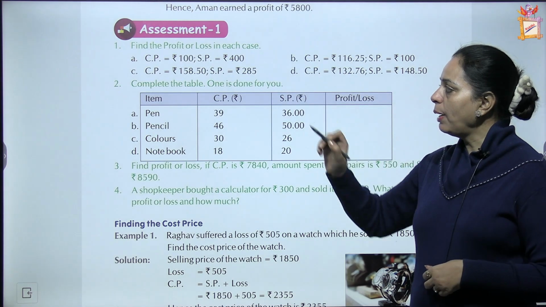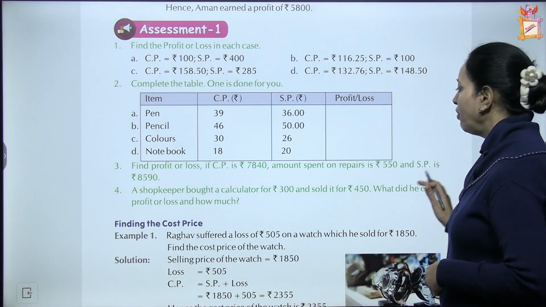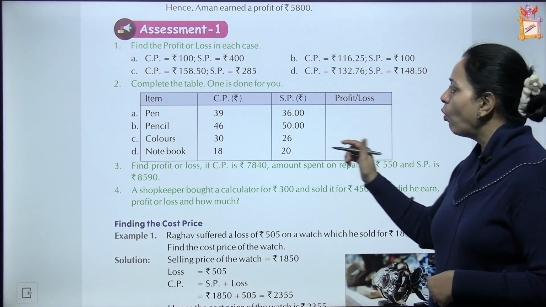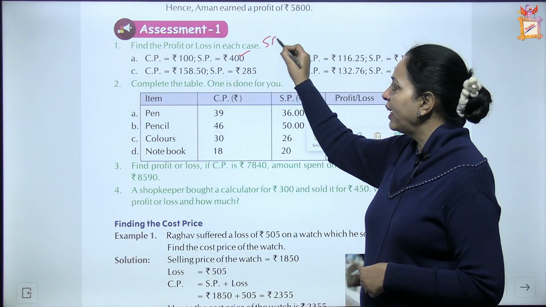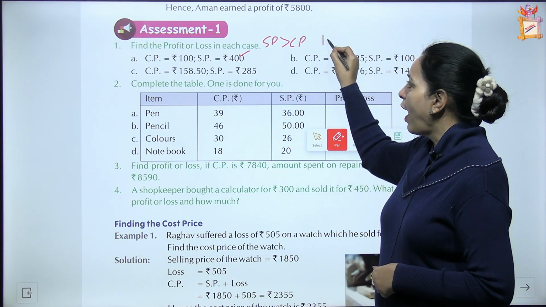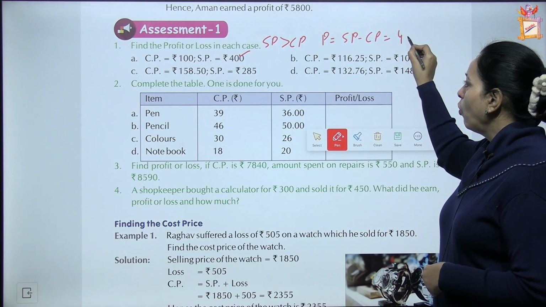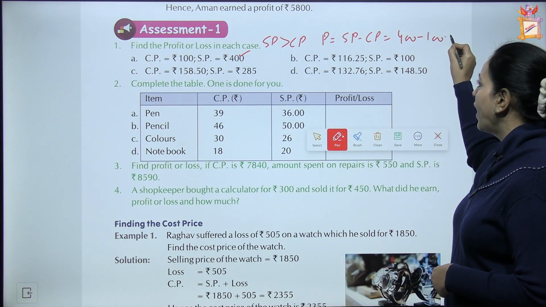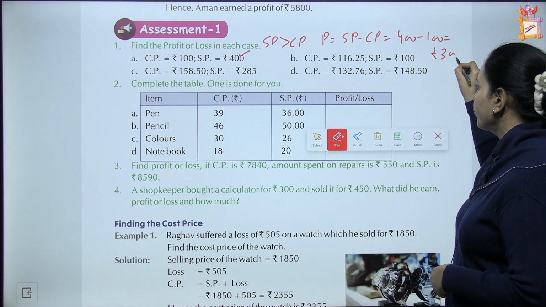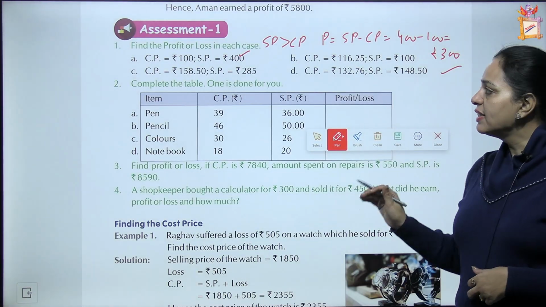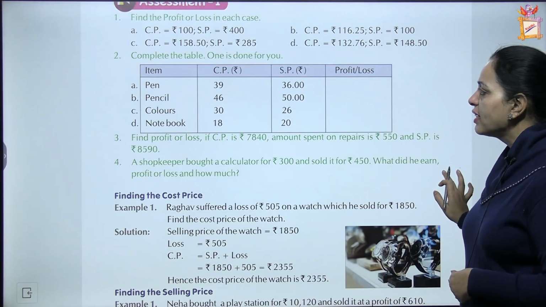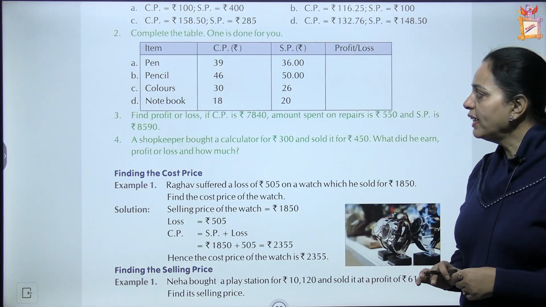So assessment 1, question number 1, find the profit or loss in each case. So see here, A part, CP is ₹100 and SP is ₹400. So SP is greater than CP. So we have profit, SP minus CP. So 400 minus 100, that is ₹300. Similarly, you can try remaining parts.